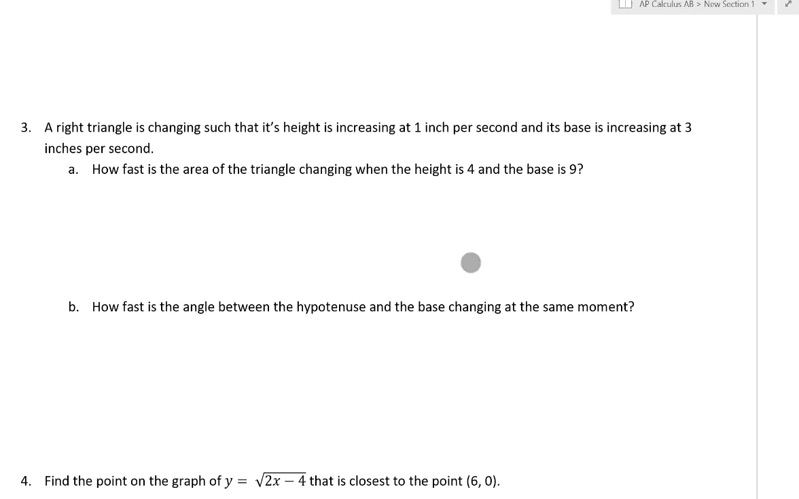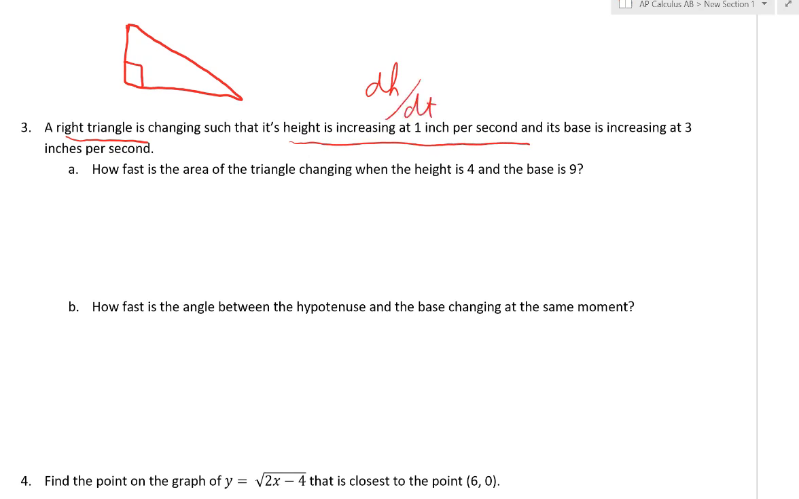Okay, for number 3, we're talking about a right triangle, which I'm going to draw up here for a second. It doesn't matter how you draw it as long as it's a right triangle. And they're saying that the height is changing. The height's increasing at 1 inch per second. Since that's how fast the height is changing, the derivative of the height with respect to time is 1. It's increasing, so it's positive 1 inch per second.